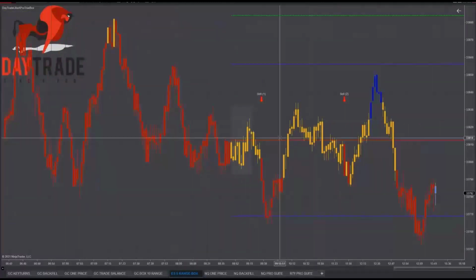Okay, so the very last thing I'm going to talk about here with the box is something that's a bit advanced, but we have a number of traders who are having some success with it, and there's a couple of different ways you can do it.